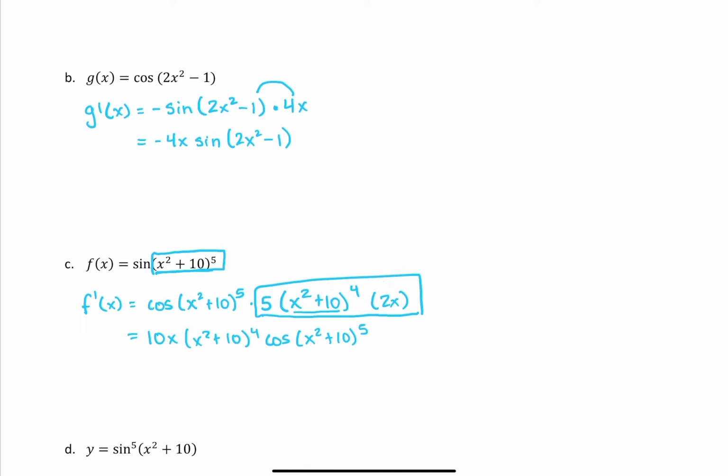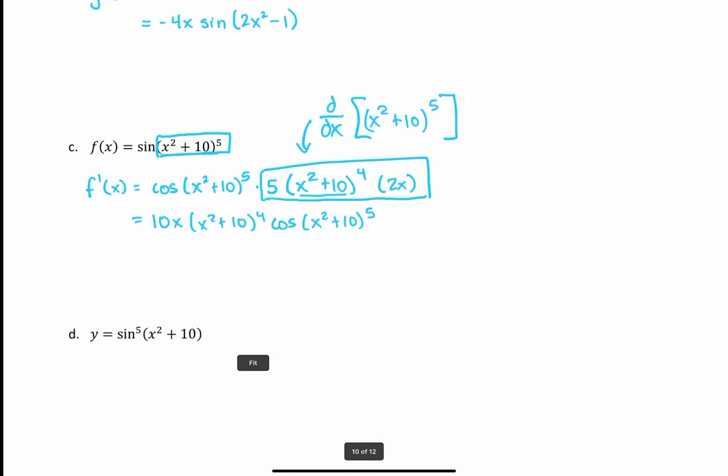So what I'm underlining, we'll put this in a box. So this is the derivative of x squared plus 10 to the 5th power. Oh, we'll put a bracket on there. So all of this is just the derivative of the angle.